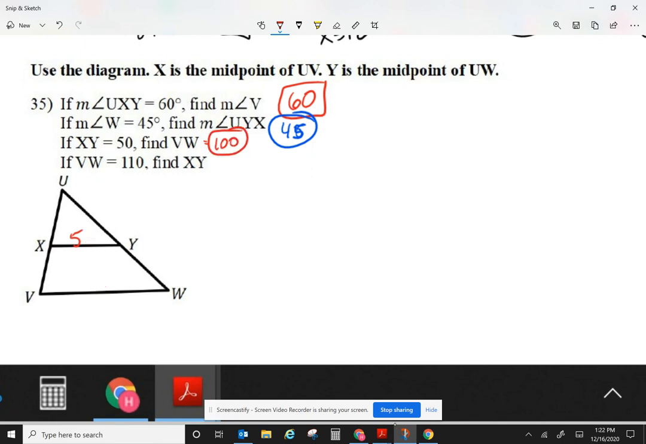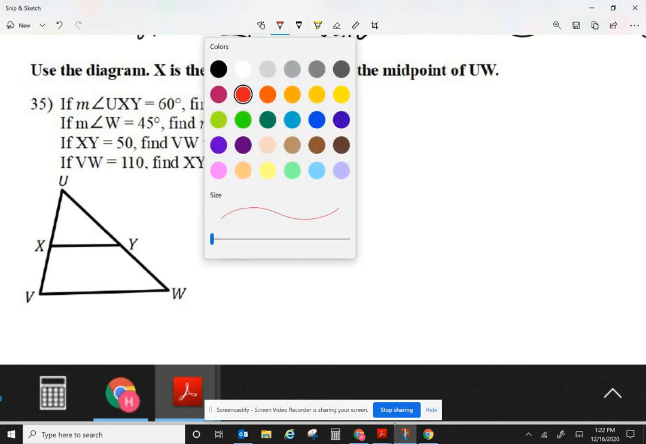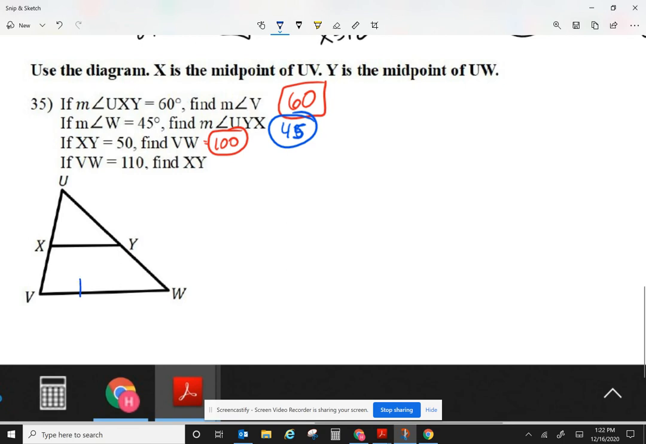Now, the last question, it says if VW is 110, find XY. I'm giving you the side now. I'm going to say the mid segment is 55, and the reason why is 110 divided by 2. Okay, this is 55.